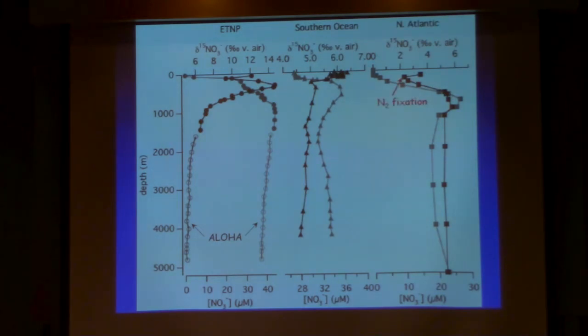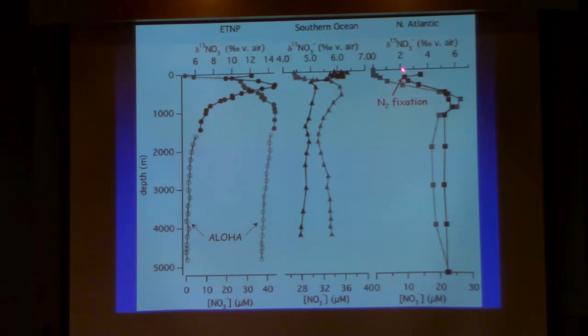We have nitrogen fixation here. Nitrogen fixation, we're seeing it in nitrate. Nitrogen from the atmosphere dissolves in the ocean. It's fixed by diazotrophs, and then there's recycling that occurs. So that light nitrogen associated with N2 fixation is released, and that's what we're seeing here. Low values, here's 2 per mil, and it's of nitrate.